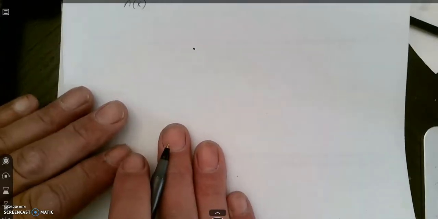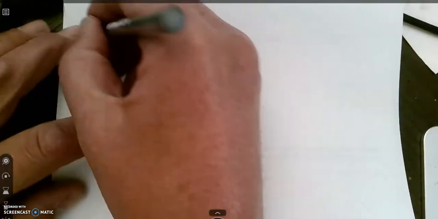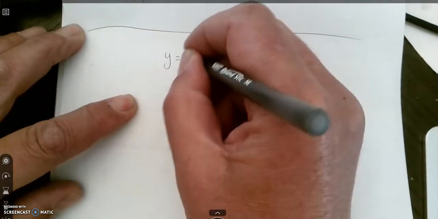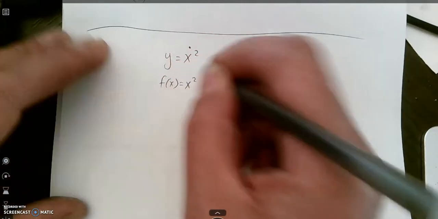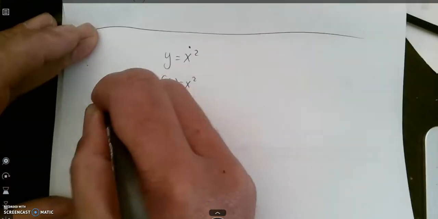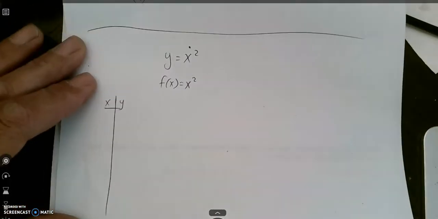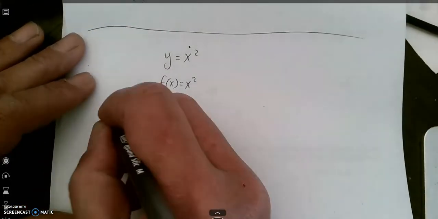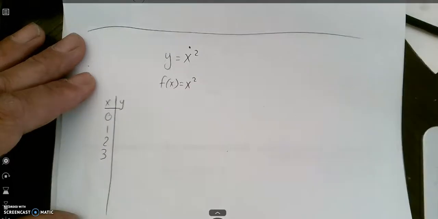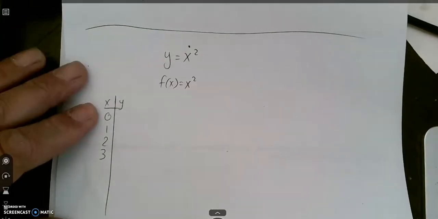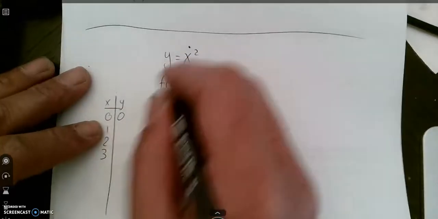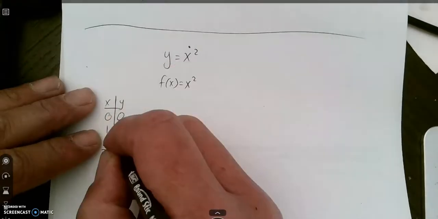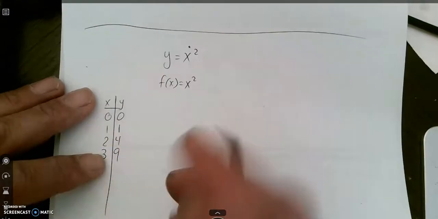What we're going to focus on today is the graph of y equals x squared. Again, we're going to call it f of x equals x squared. First things first, if we're going to make a table of values, you can choose the numbers in your table of values. A lot of times people want to choose numbers like 0, 1, 2, 3. And we could do that. 0 squared would be 0. 1 squared would be 1 times 1, which is 1. 2 squared would be 4. And 3 squared would be 9.